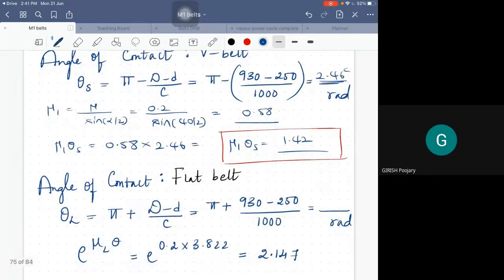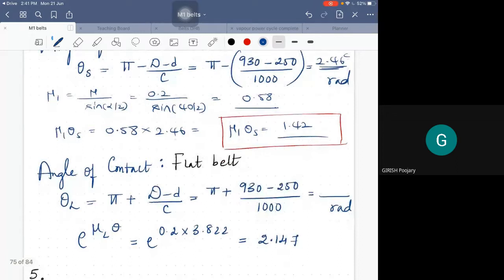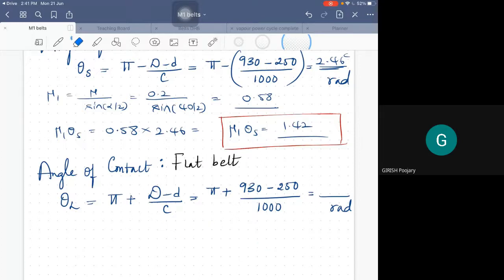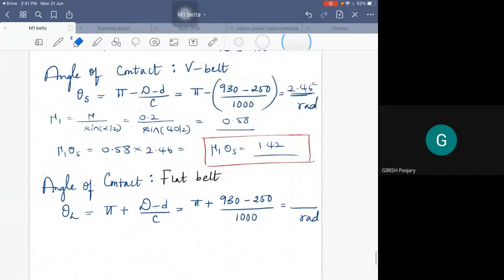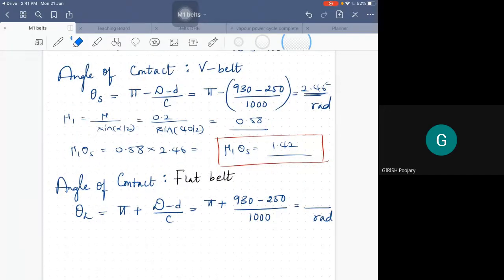Sorry, flat belt calculation. For the flat belt, find theta L. Please give me the value of theta L. Now the V belt is done. For the flat belt, μ1 theta s has come. Now I need μL theta L. Then I have to compare these two values.